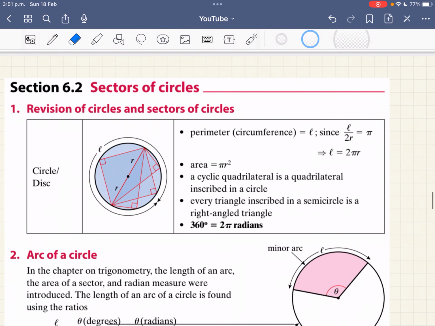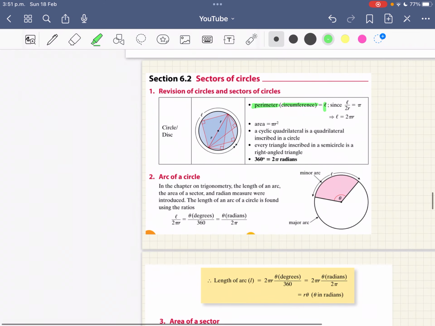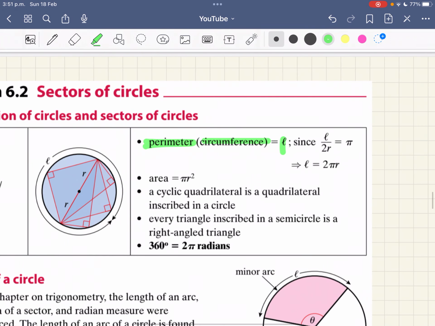Here we have some revision of circles. This should be prior knowledge from your junior cert. The perimeter, often known as your circumference, is l. In your log tables it's given to you as l, and l is equal to 2 pi r. So the circumference is equal to 2 pi r, and your area of a circle is equal to pi r squared. And then we have this fact, and it is actually a theorem.